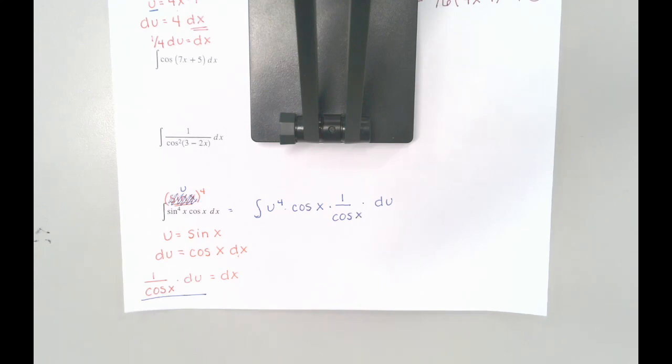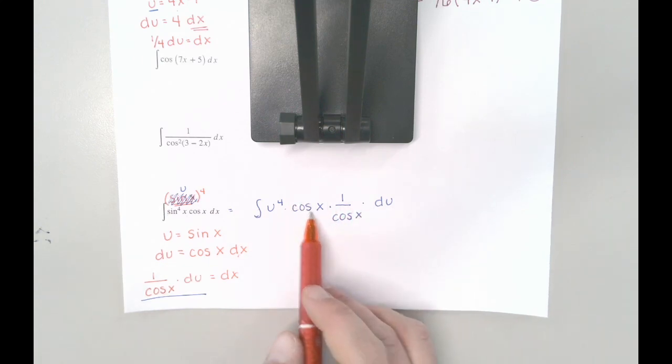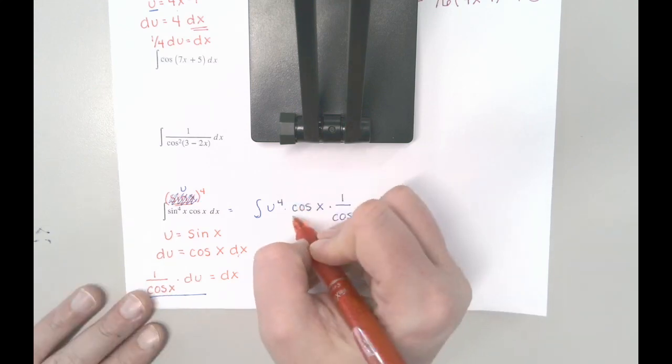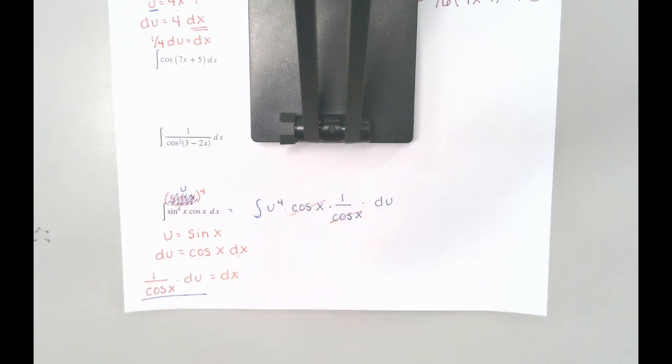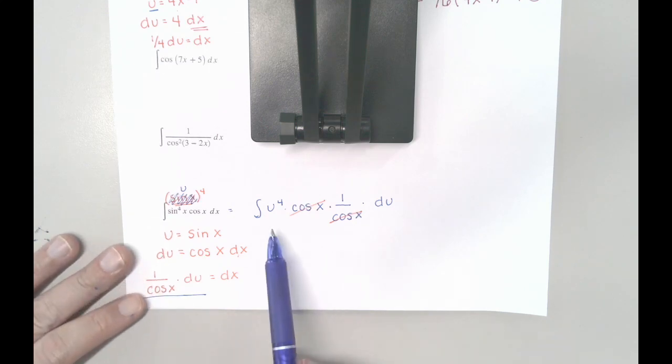That cosine x that was bothering us, because we'd be really stuck right here. This has an x in it, right? And I can't do an integral in terms of u while I still have x's hanging around. But the fact that I'm multiplying by 1 over cosine x is going to let these cancel. And that's what a good u substitution should do, is it should take care of these extra pieces that we don't really like. And so now I'm just doing an integral of u to the 4th power.